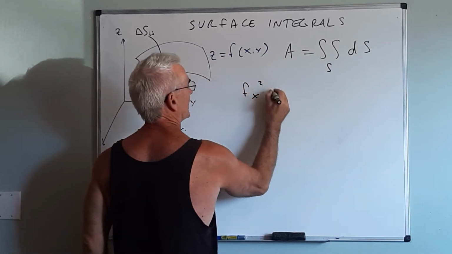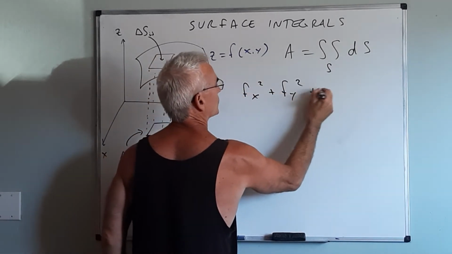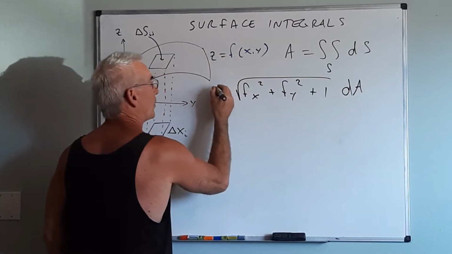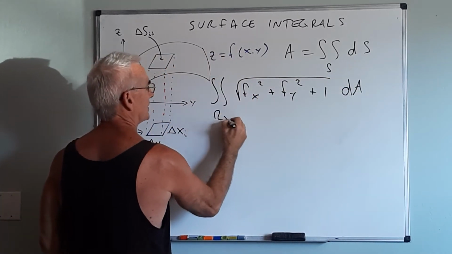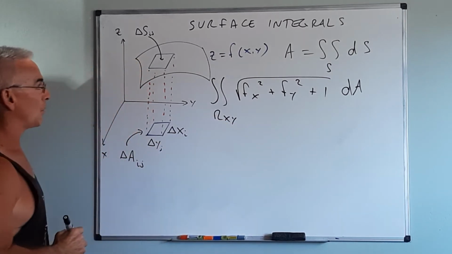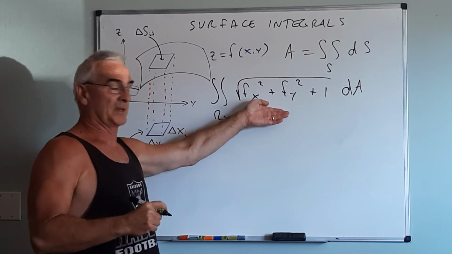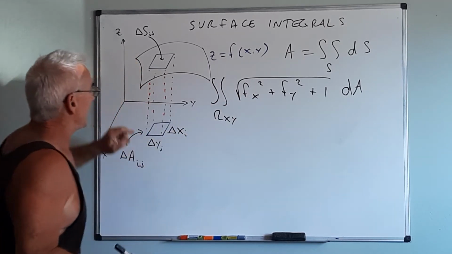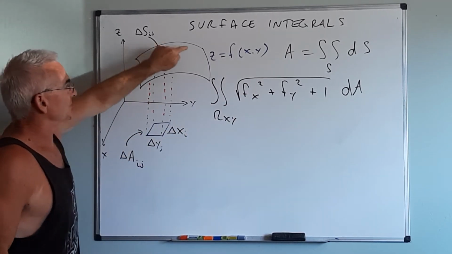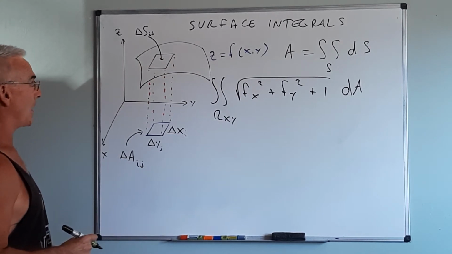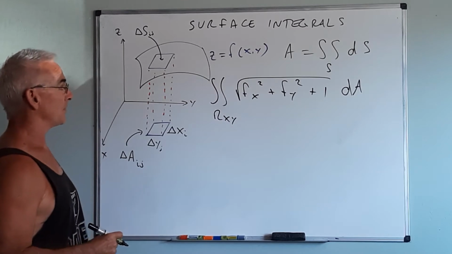discovered was the square root of fx squared plus fy squared plus 1, dA. So we then said, if we integrate this over the region in the xy plane, this is how we calculated the surface area. We're very familiar with this, and we've done this recently. Now suppose every point on this surface had a different density, and I wanted to find the total mass. I want to integrate over some function.